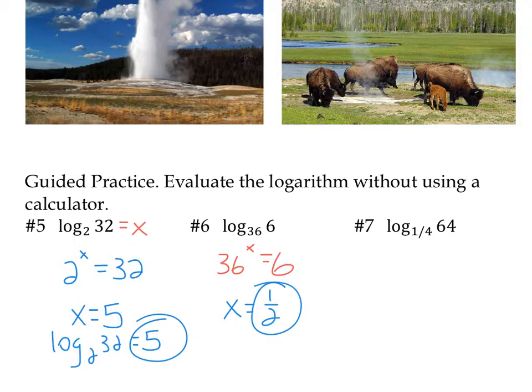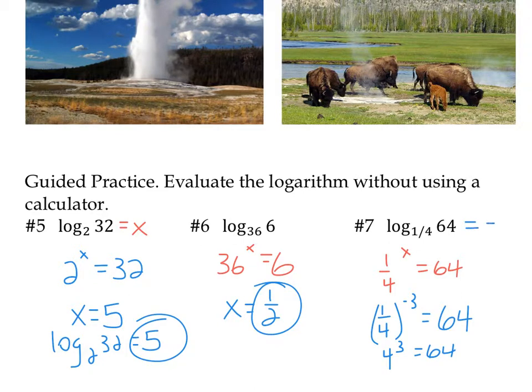And then in this next example, we'd have 1/4 to the x power equals 64. So how can I multiply 1/4 by itself and get 64? Well, if x is a negative exponent, that would bring the 4 up to the numerator. Remember, we'd write it as a reciprocal. So 4 to the 3rd power is 64. So in this case, we'd have 1/4 to the negative 3rd power would equal 64, because 1/4 to the negative 3rd power is the same as 4 to the 3rd, which would be 64. So this would be equal to -3.